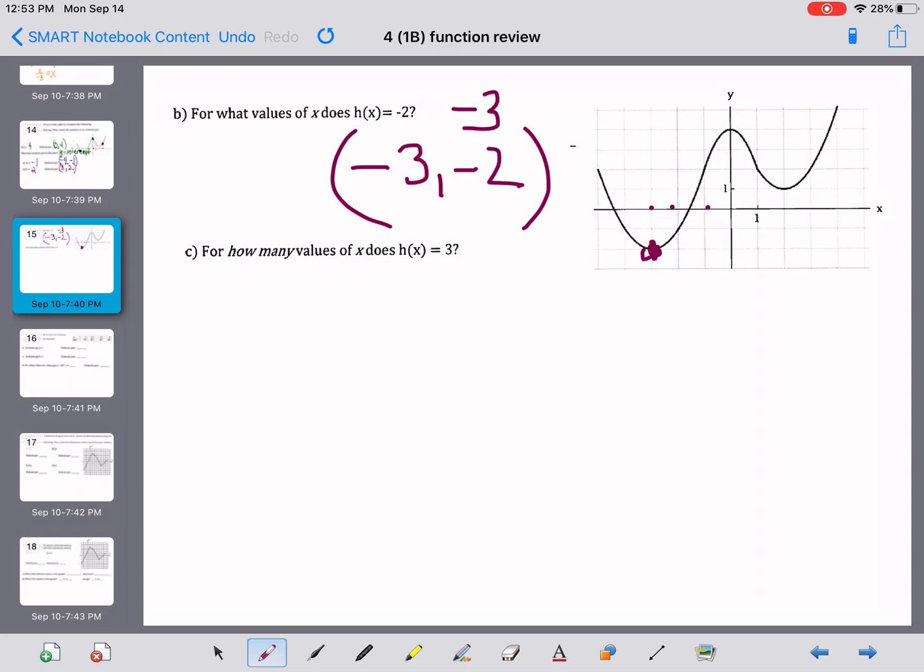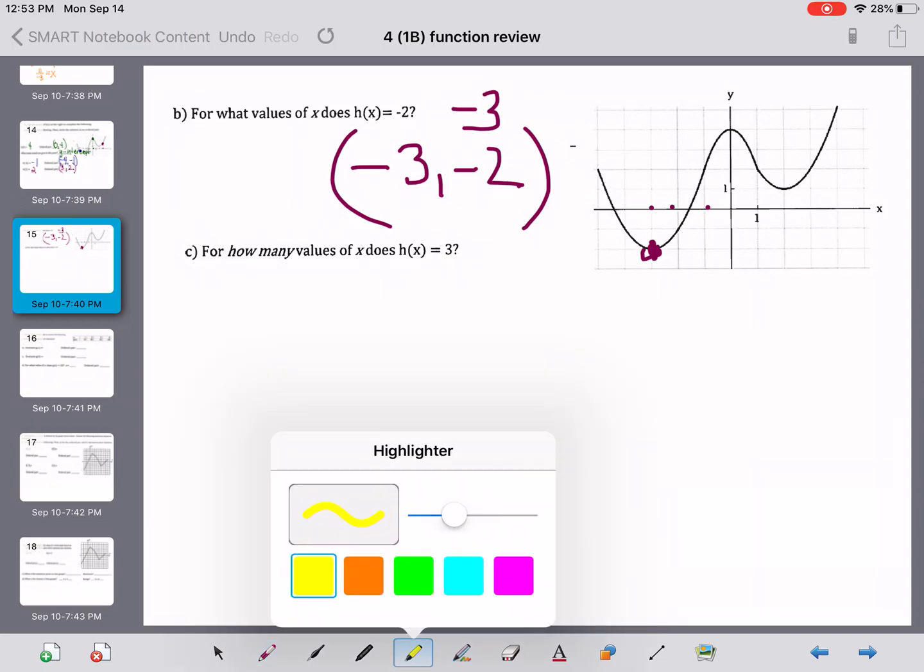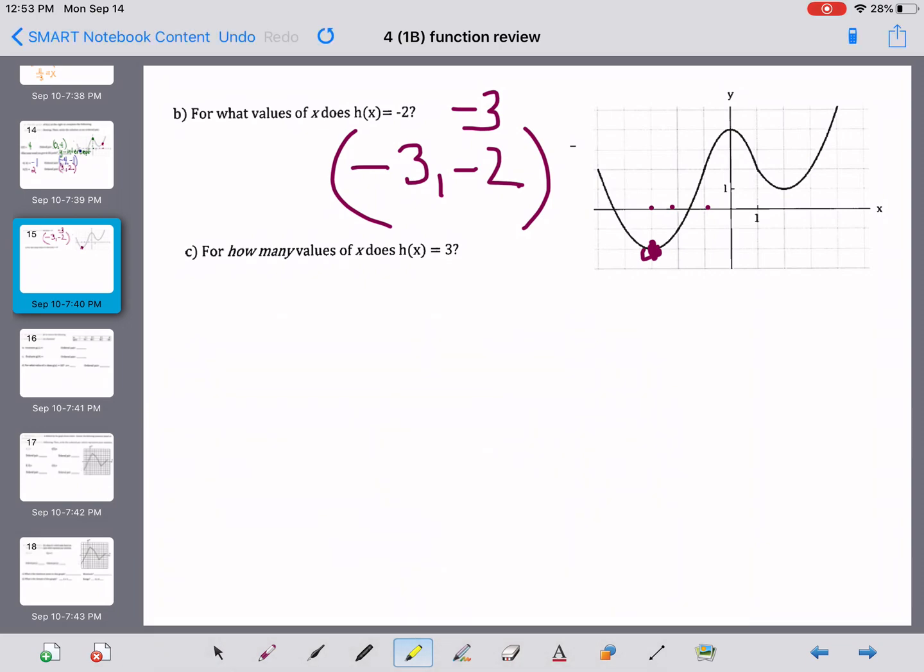And then it says, for how many values of x does h of x equal 3? I'm going to switch over here, if I can, on my colors. But when we look at this, h of x equals 3 here. We don't know exactly what that point is. It also equals 3 here. We don't know what that value is. And it equals 3 here. Again, we don't know what that value is. But it says for how many values. And we've got 3 yellow marks there. So for how many values of x does h of x equal 3? It equals 3.